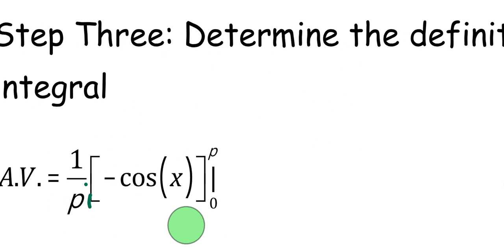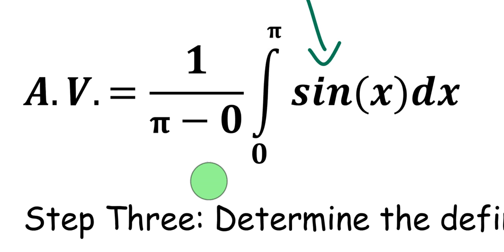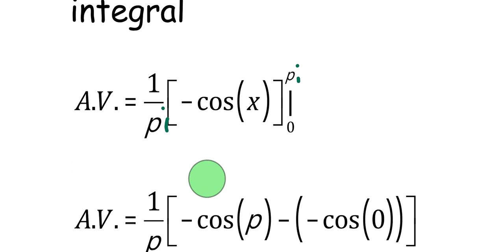Now the integral of sine of x is negative cosine because the derivative is positive, right? So if you go in the reverse direction and you integrate this, it's negative cosine. So we want to evaluate negative cosine of x from 0 to pi.